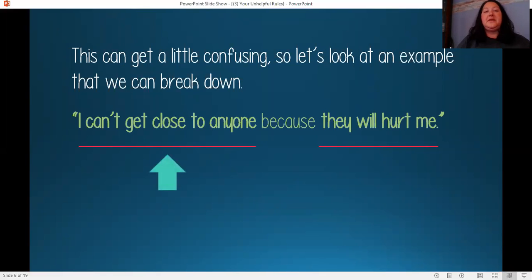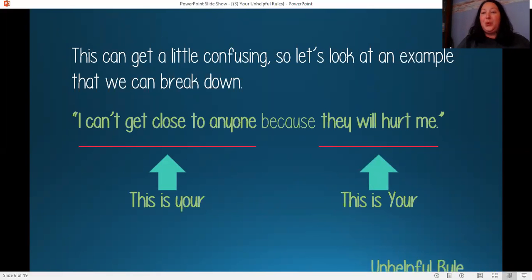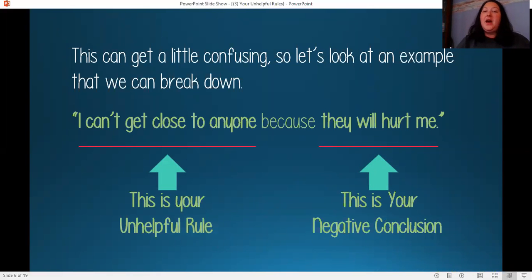So you have the sentence, I can't get close to anyone because they will hurt me. So underlined, you have, I can't get close to anyone. And that is going to be your unhelpful rule. And underlined, on the other side, you have, they will hurt me. This is your negative conclusion.